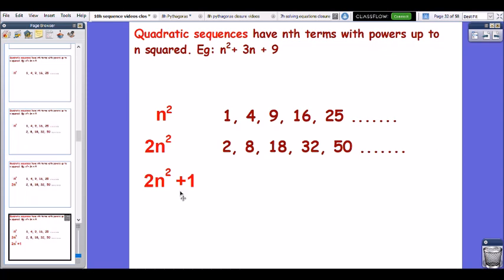Okay, so make a prediction here. If 2n squared is this, what would the sequence 2n squared plus 1 look like? Okay, so I'll give you a few seconds to think about it. And at any point, just pause the video if you need to. So the sequence 2n squared plus 1 would look like this. It would be 3, 9, 19, 33, 51, and so on. You notice just every term in that previous sequence has just had 1 added onto it.